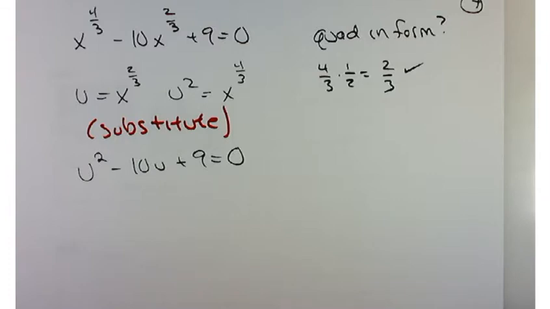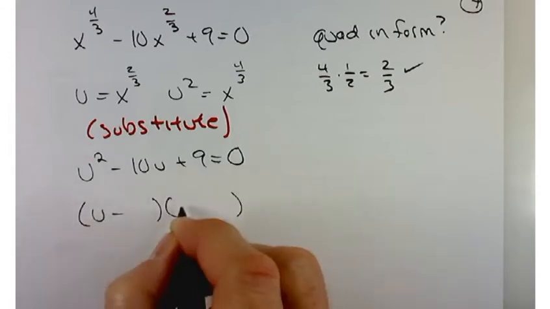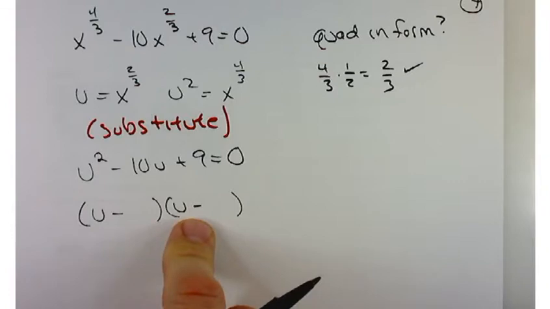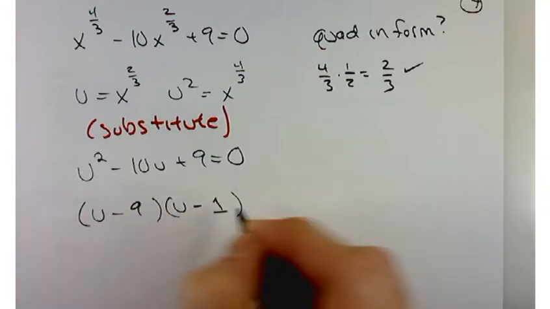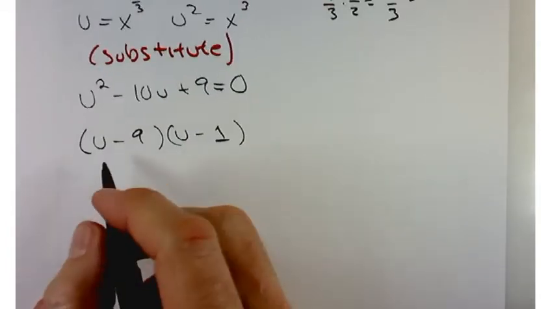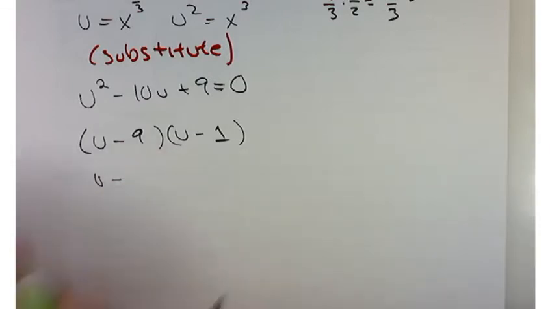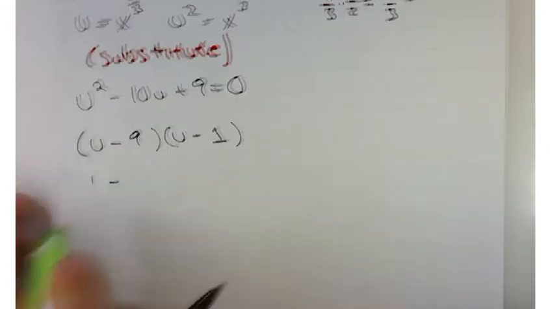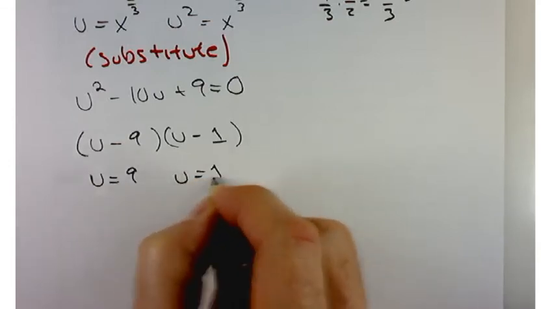How does that factor? We need two numbers that multiply to 9 and add to negative 10. Both have to be negative. Somebody said it. Thank you. 9 and 1. Perfect. U equals 9 and u equals 1.